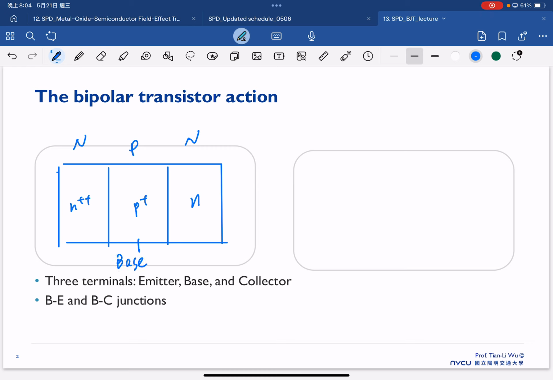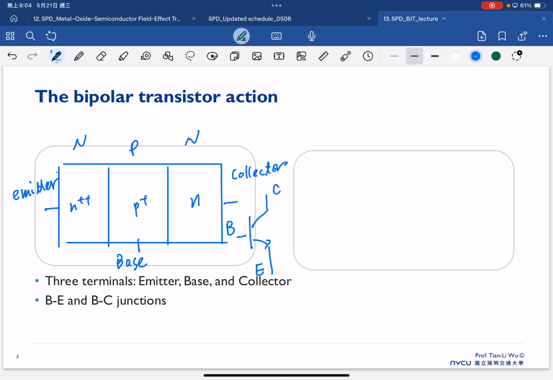And in the middle, we call this the base region. On the left-hand side, where we have the high concentration, we call it the emitter. And on the right-hand side, we call this the collector. If you put in the circuit symbol, it would look like this: we have the base here, the collector here, and the emitter here.